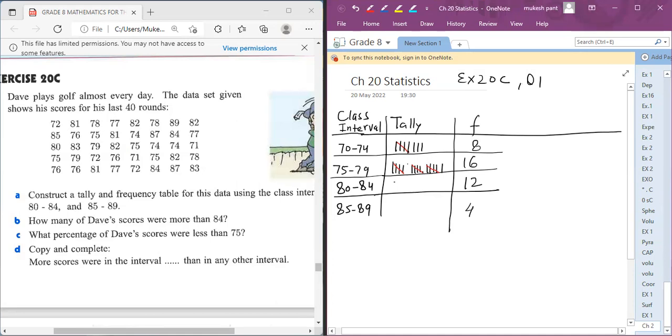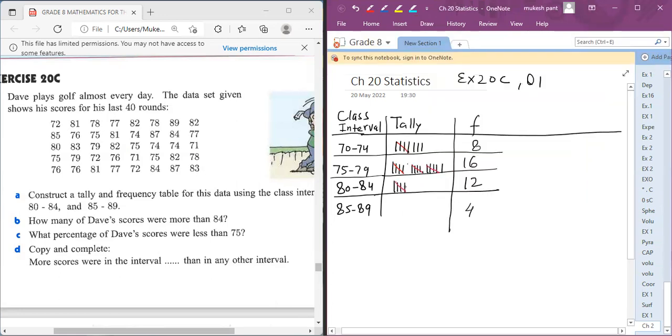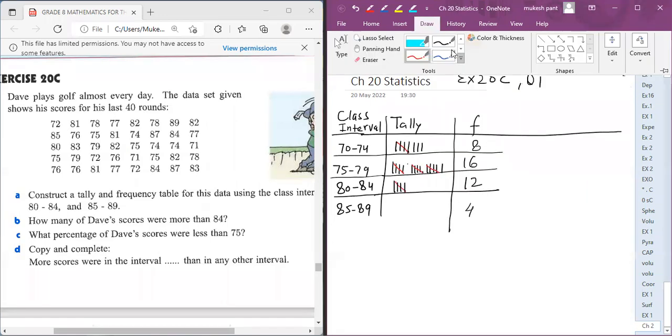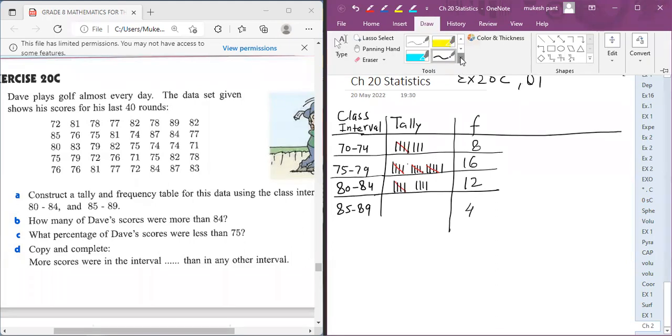Okay, so 1, 2, 3, 4, and for 5, this one. Then 1, 2, 3, 4, 5. Then 1, 2, one more. 2, 3, 4, 4 line.